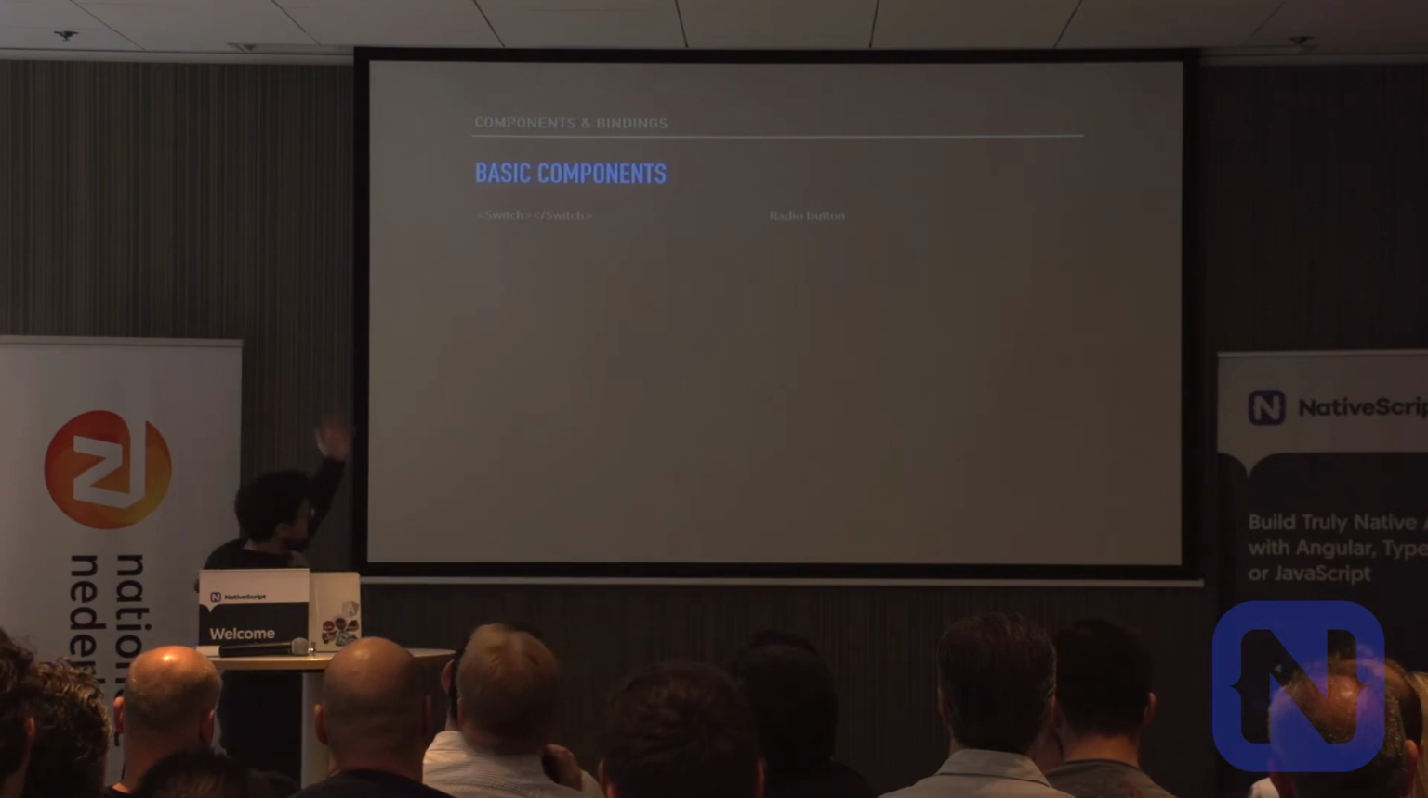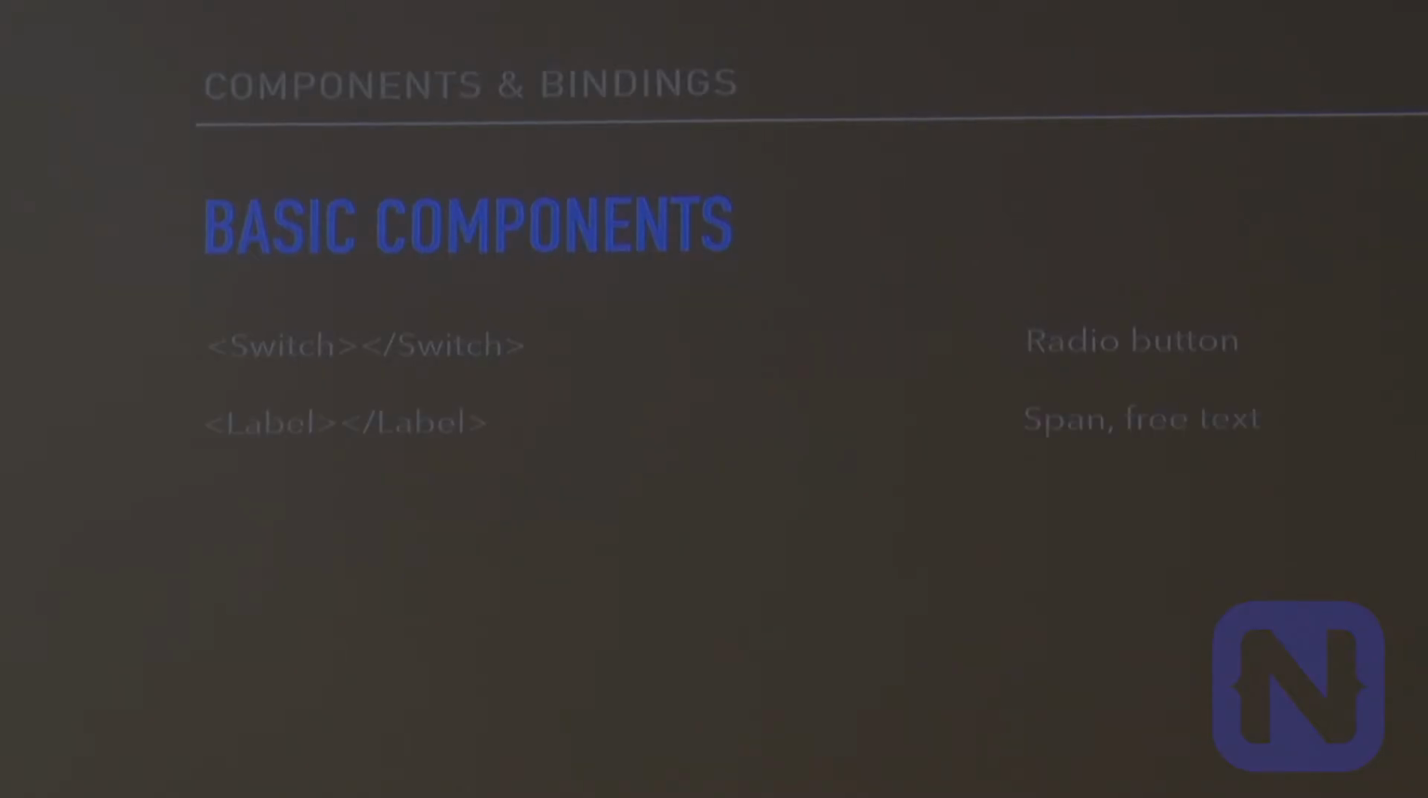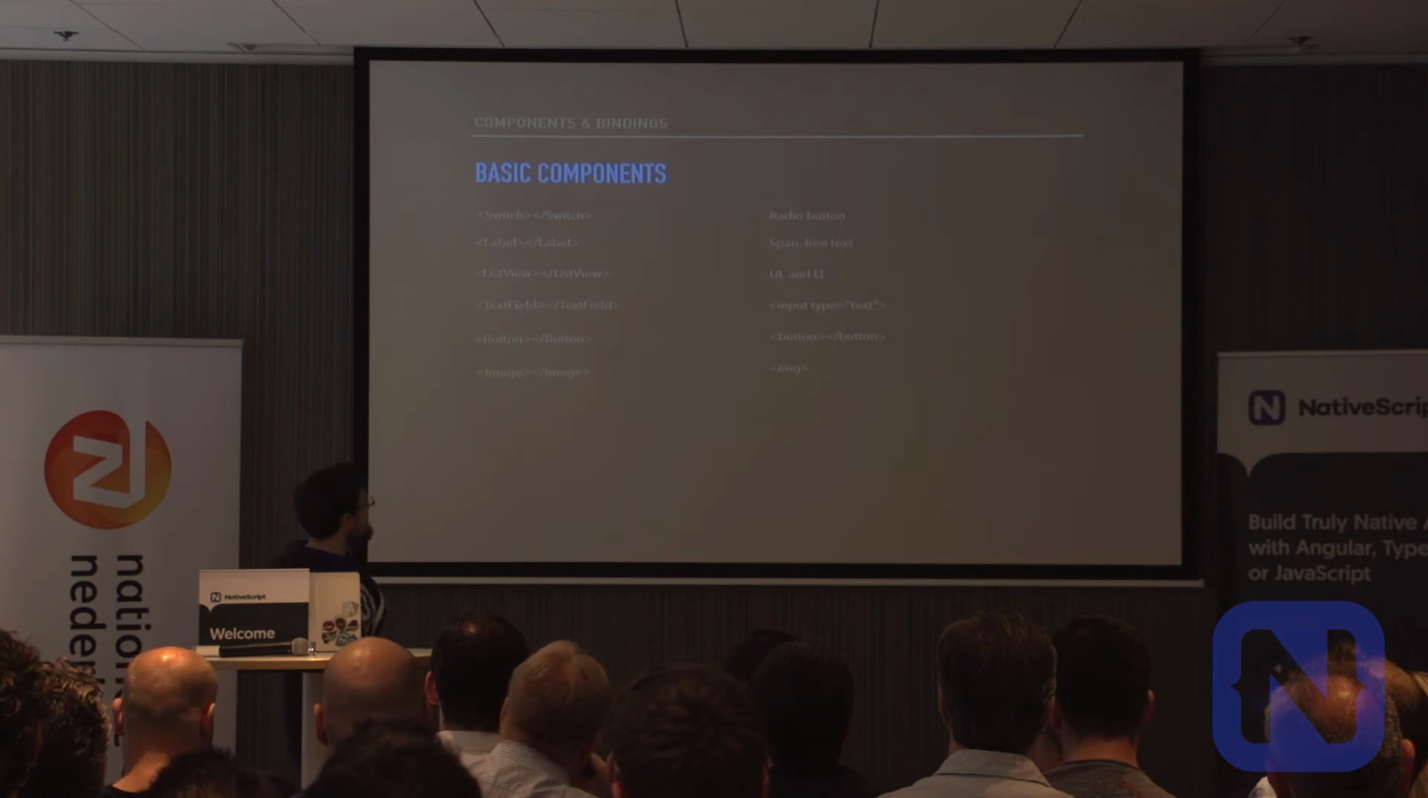So, for example, the switch corresponds to a radio button. The label corresponds to a span or a free text. The list view corresponds to using the li tag, ul tag, or the li element. The text field corresponds to an input type text. Button is a button, big surprise. Image is an image, and we're missing a checkbox.